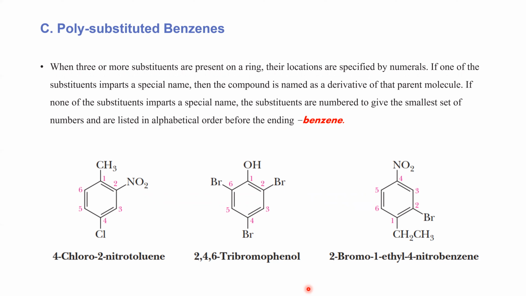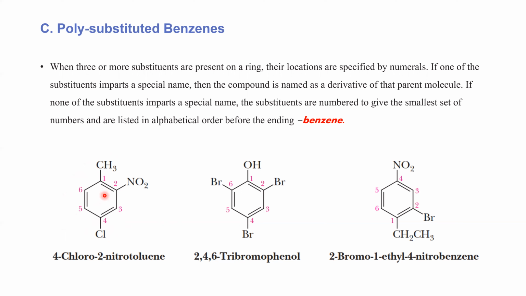So if any of the substitutions has a special name, we will take it as a parent name. But if there is no special name associated with that substitution, then we will mention it with its position and alphabetical order. So we can compare these three examples. The very first example: if you just look at this one, Cl on the aromatic ring, nitro substituted on the benzene ring, and the methyl on the benzene ring.